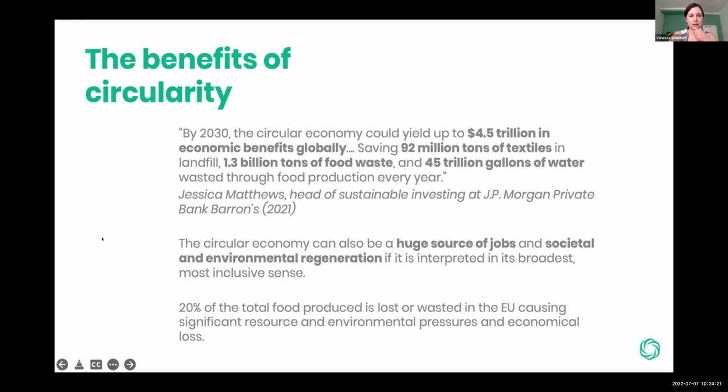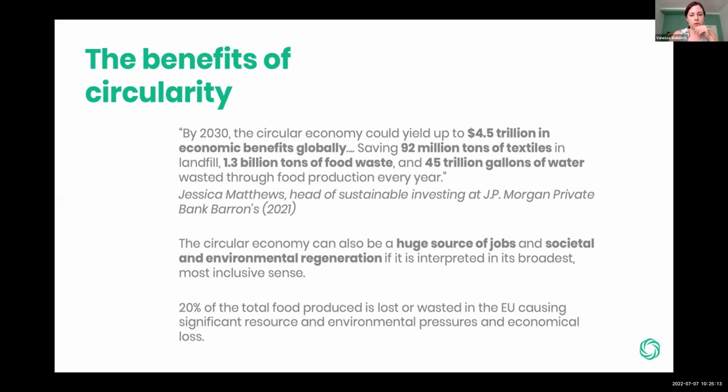So the benefits of a circular economy are that on an economical level, you can save, according to a study of JP Morgan Private Bank, $4.5 trillion annually. And you can also save 1.3 billion tons of food waste. And why does the European Union put an emphasis on that? About 20% of the total food produced in the EU is lost, and this is just losing resources, losing economical resources, and also putting environmental and social pressures.